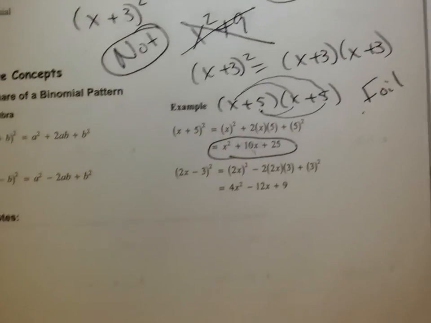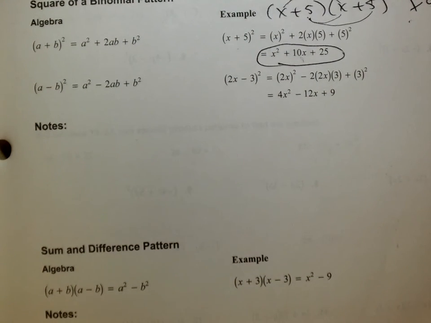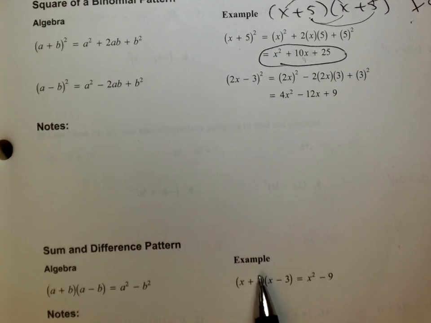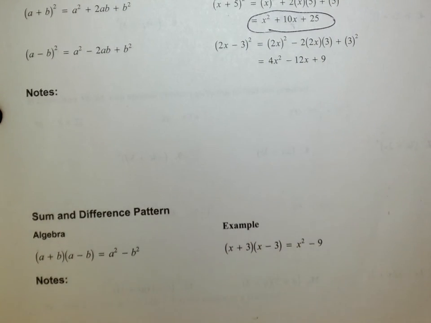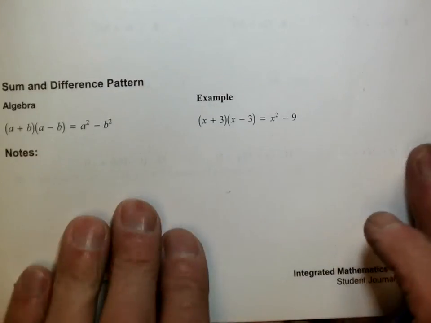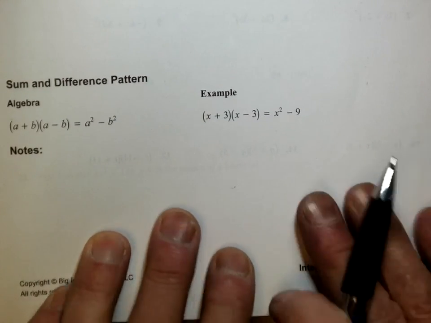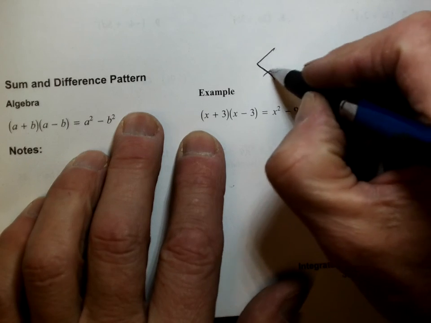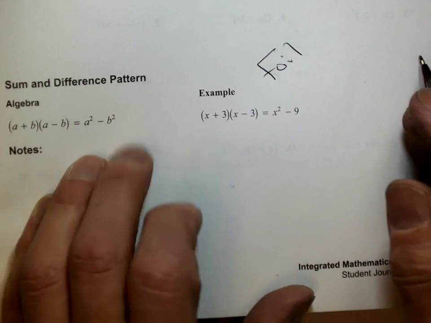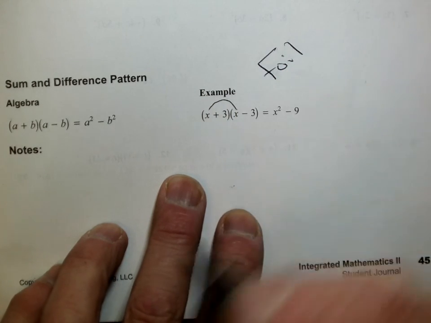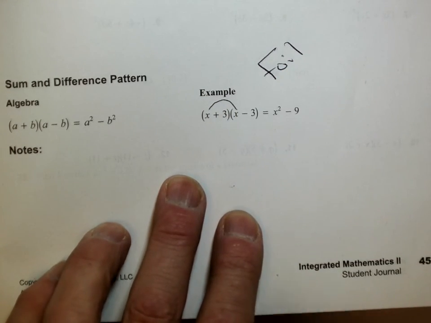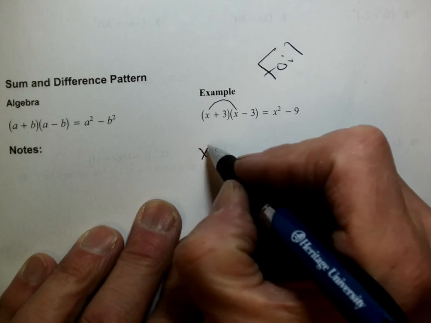Now, let's move down to this example. Everybody see this one? So, let's FOIL. I want to FOIL this one. Brian, turn around. First, x times x. What is x times x? Everybody, x times x: x squared.